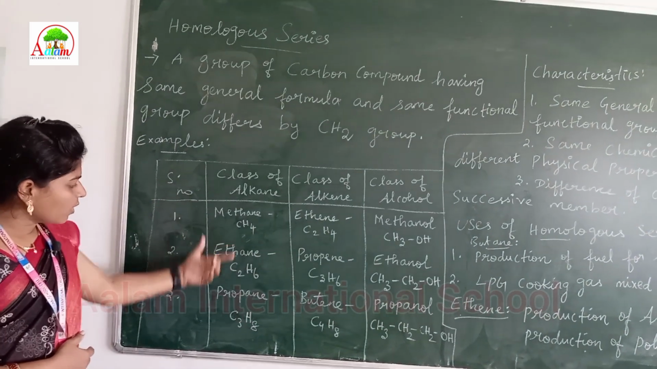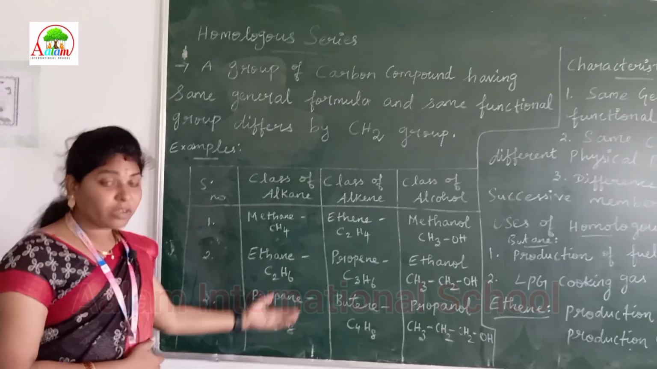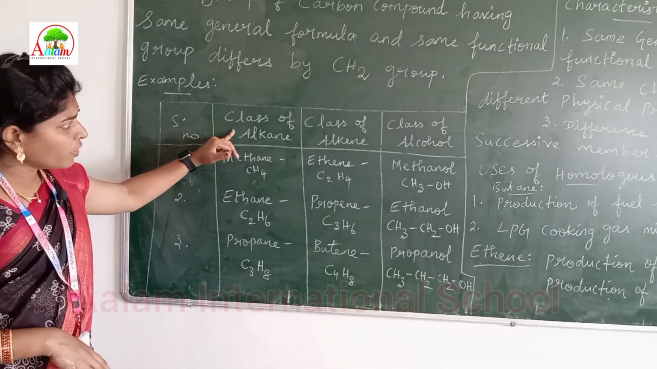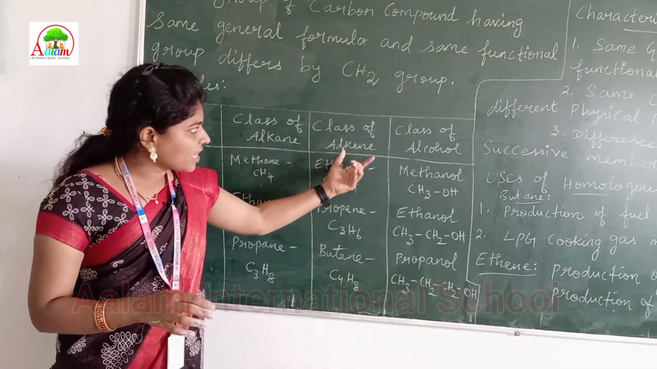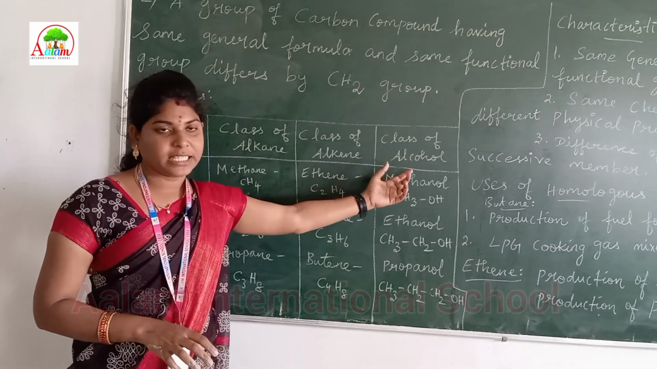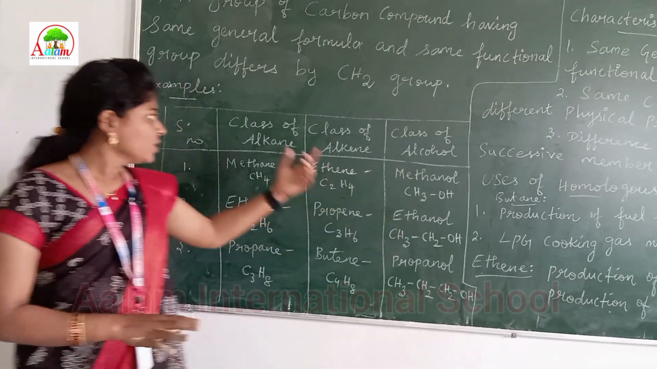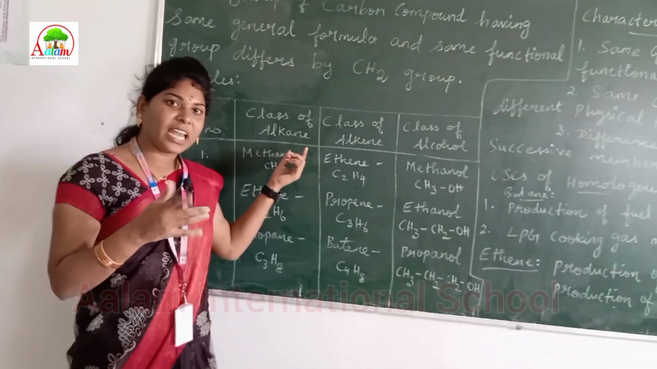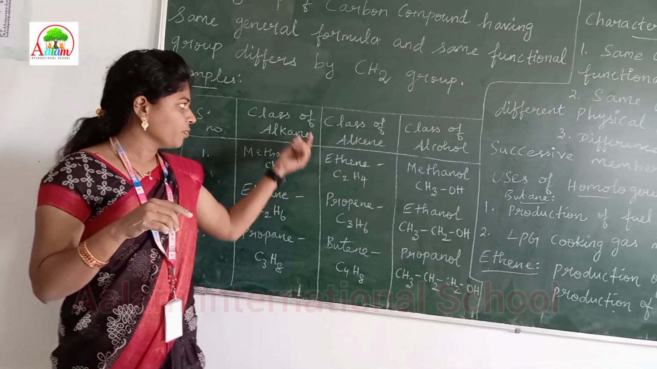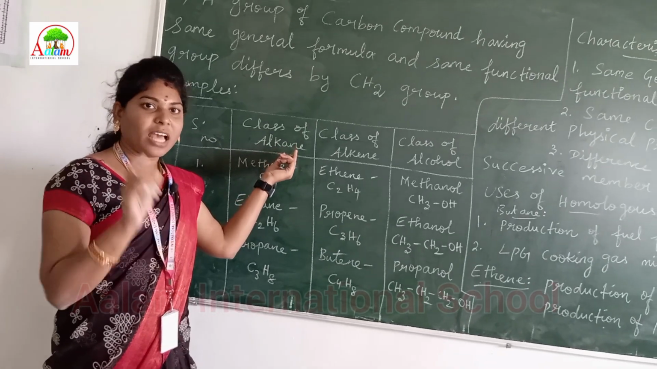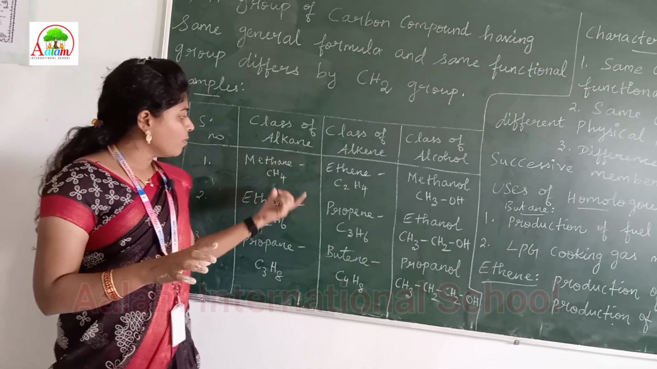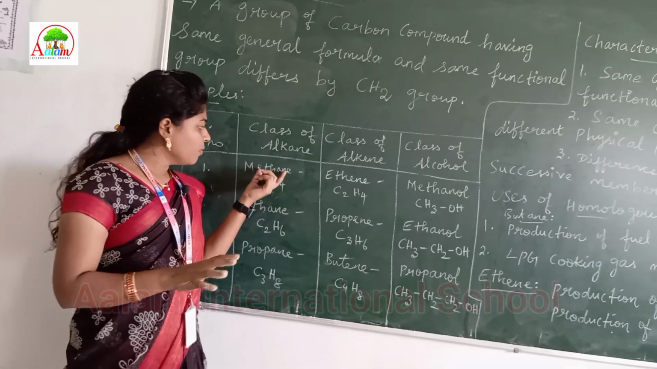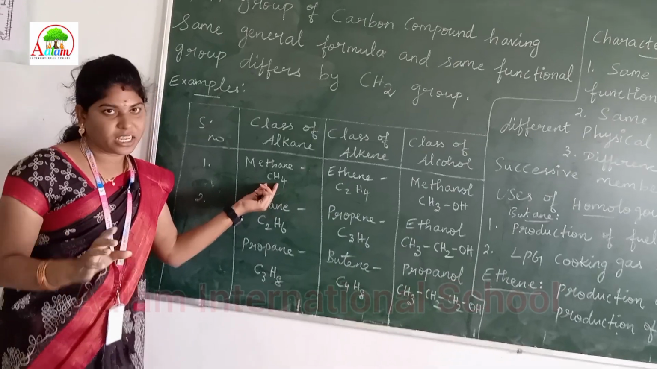Here I have listed only 3, though there are more examples, and I am going to explain only these 3. First the class of alkane, next the class of alkene, next the class of alcohol. In the first column, the class of alkane, we already discussed alkane, alkene and alkyne in the previous video. Here I have taken alkane. Alkane has a general formula, and from that general formula an organic compound is derived. The first organic compound is methane, with molecular formula CH4.